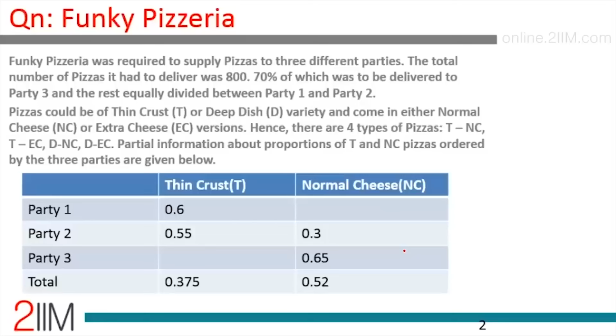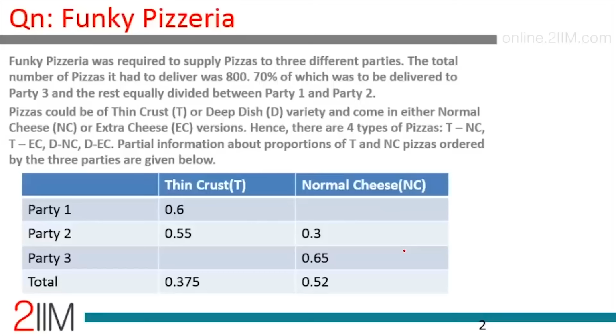And so if you look at the numbers, saying out of 800, 70% was party 3, 70% of 800, 560, right? And the remaining 2 equally, that will be so 120, 120. So 800 minus 560 is 240, 120, 120 each for party 1 and 2. And so these fractions, these decimals are interesting. So 0.6, 0.55, 0.3, 0.65, 0.375, 0.52. And so these are all fractions of the overall numbers.